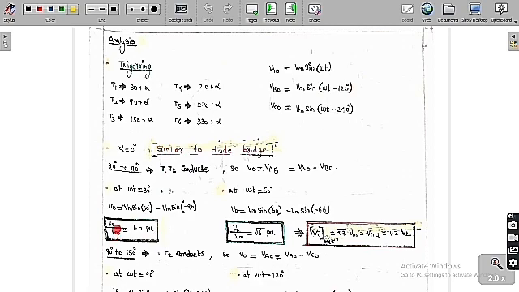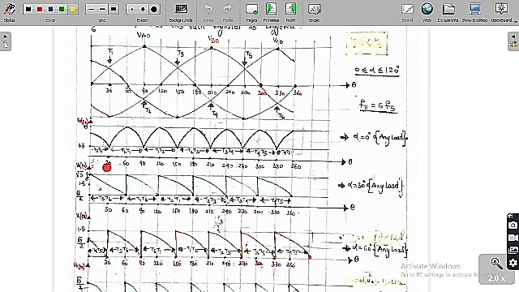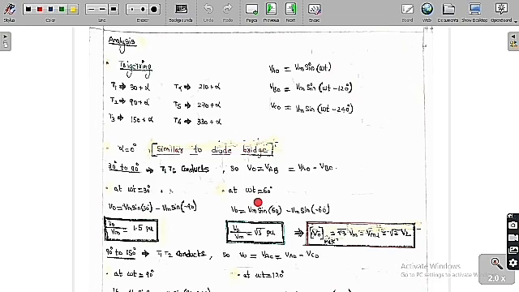So output voltage V0 by Vm, we are going to take it as per unit, which is 1.5. So simply we can say that at 30 degree we are going to get 1.5. You can see clearly at 30 degree I have drawn a point which is 1.5 per unit. Now I want to find what is the value at omega t equal to 60 degree.